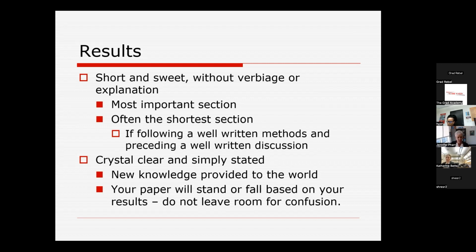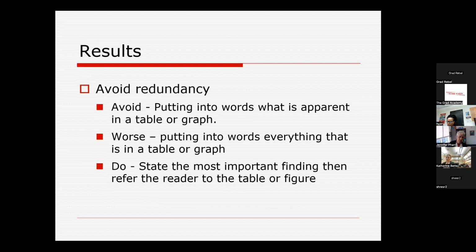So your results is, again, the new knowledge you're presenting to the world. So it's really, again, the most important part of your paper. In the results section, a few things you want to avoid. You want to avoid being redundant. So you don't want to put into words things that are apparent in your tables or your graphs. Even worse would be putting everything into words that is in your tables and graphs. Why have the tables and graphs if you're putting everything into the text? What you do want to do is to state the most important finding and then refer your reader to the table or to the figure.